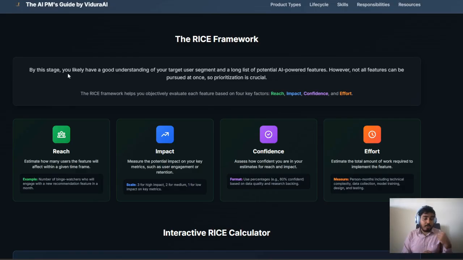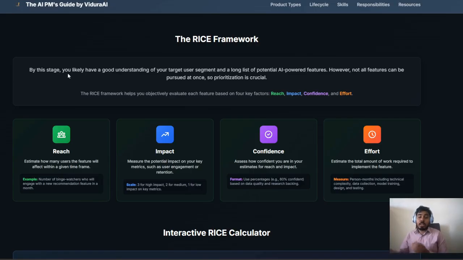So what is reach? Reach is how many users the feature will affect within a time frame. For example, I have given here the number of binge watchers who will engage with a new recommendation feature in a month. Impact is where we measure the potential impact on our key metric, such as user engagement or retention. Scale-wise, let's say three for high impact, two for medium, and one for low impact on key metrics. For confidence, we have to assess how confident you are in your estimates for reach and impact. We take a percentage based on data quality and research backing, so how much confidence we have, percentage-wise.